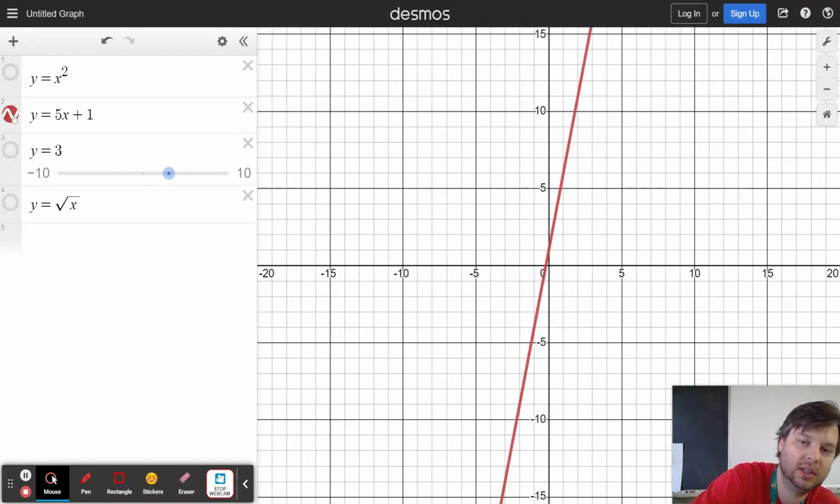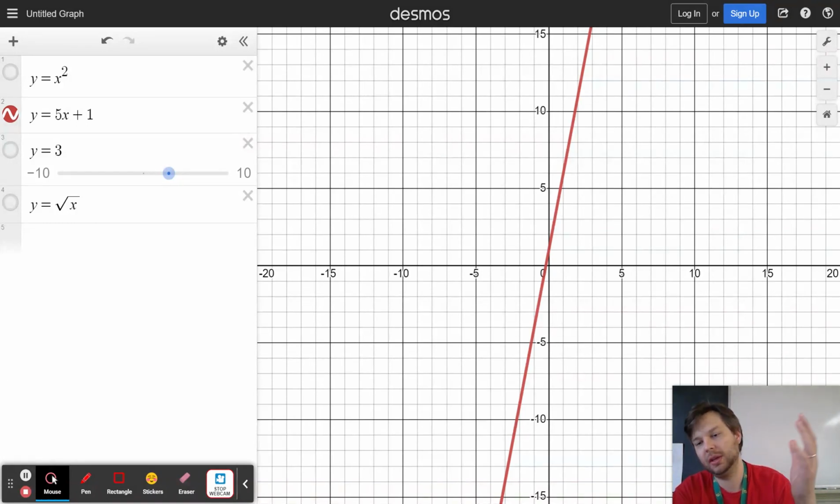Inverse is not a function. Here we're good. Inverse is going to be a function. The inverse is just going to be another line. Every x has a y.